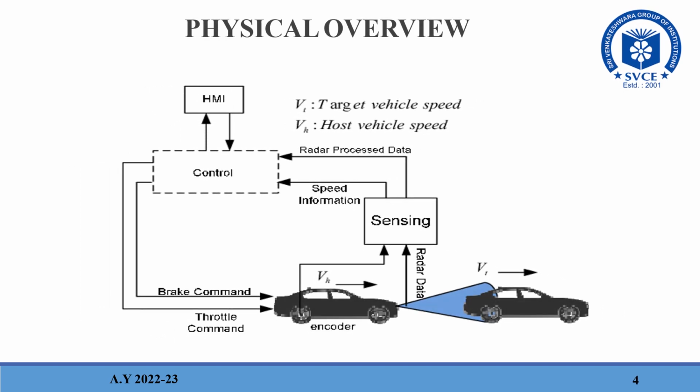And this is the physical overview of an adaptive cruise control. In this, VH is the host vehicle speed and VT is the target vehicle speed. VH contains a radar sensor which transmits data to the control with the help of sensing. The control is directly connected to the HMI, also called the human machine interface. Human machine interface refers to the features and components of car hardware and software applications that allow drivers and passengers to engage with the vehicle as well as the outside world. This HMI and control is directly connected to the brake command so that it automatically applies the brakes.